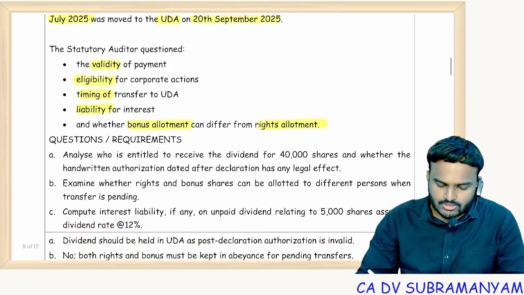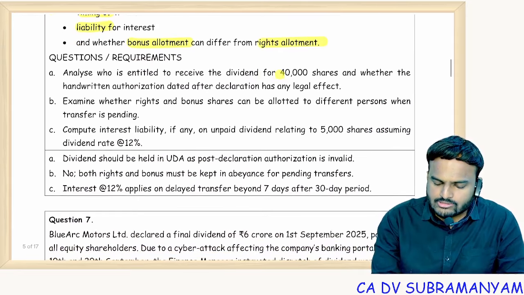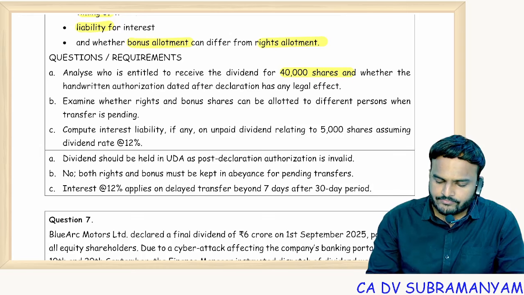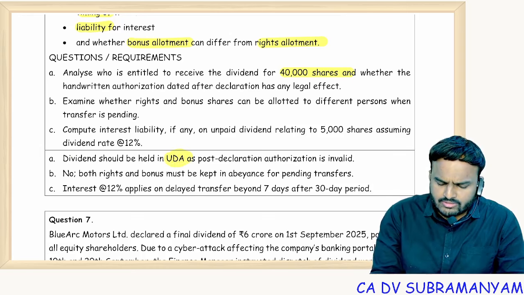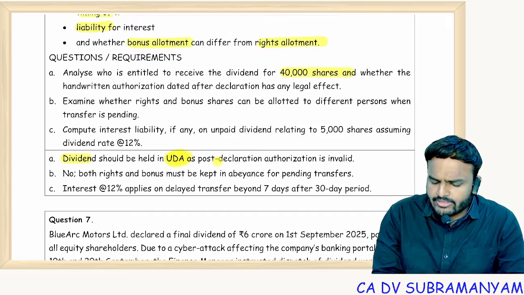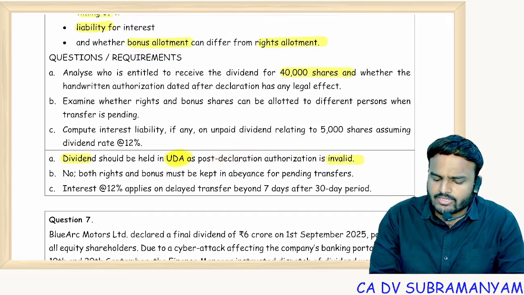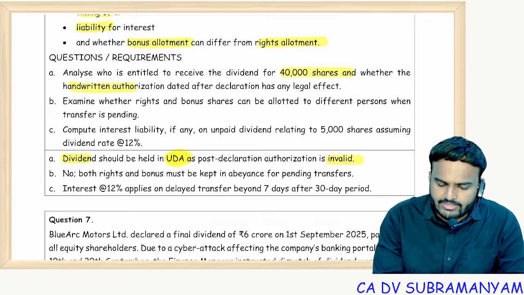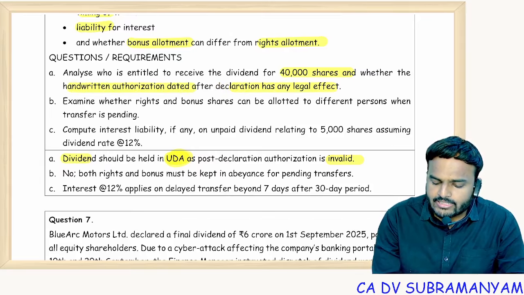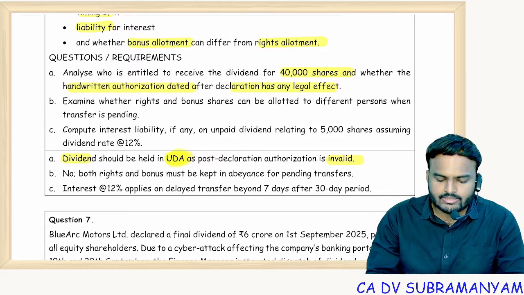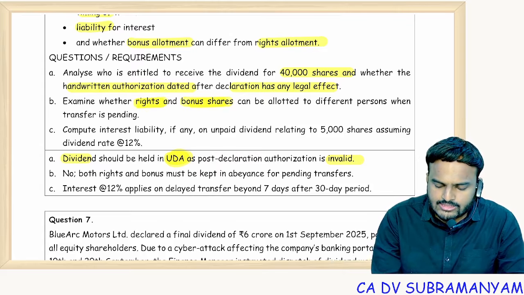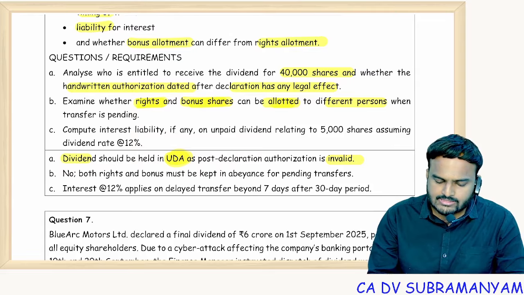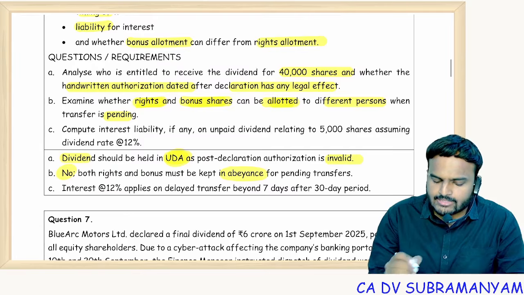Based on that, analyze who is entitled to receive the dividend of 40,000 shares. Unpaid dividend account only. All amounts shall be transferred to the unpaid dividend account, as the post-declaration authorization is invalid. Whether the handwritten authorization dated after declaration has any legal effect? No, invalid. Examine whether rights and bonus shares can be allotted to different persons when transfer is pending. No, both should be kept in abeyance.